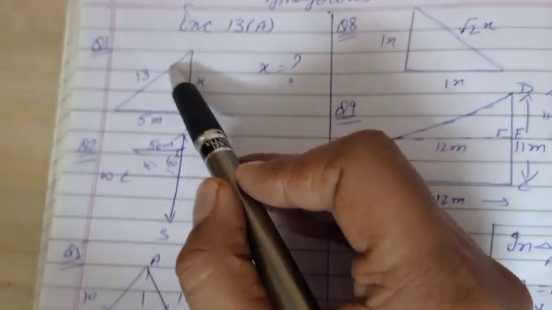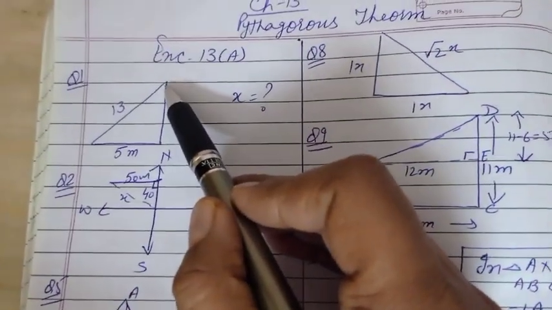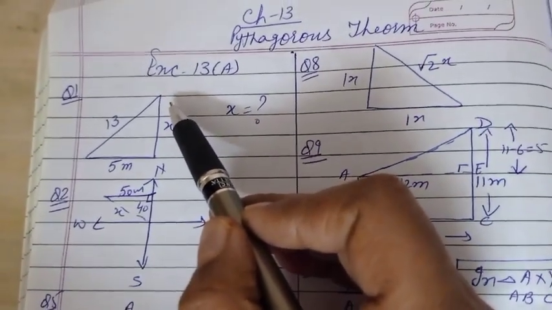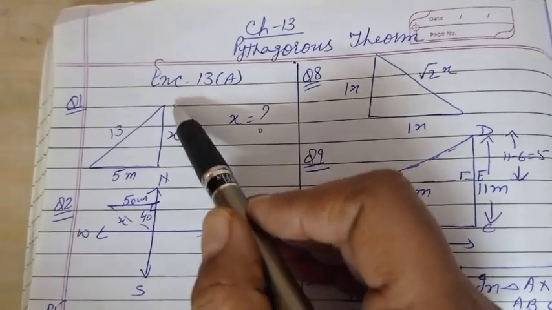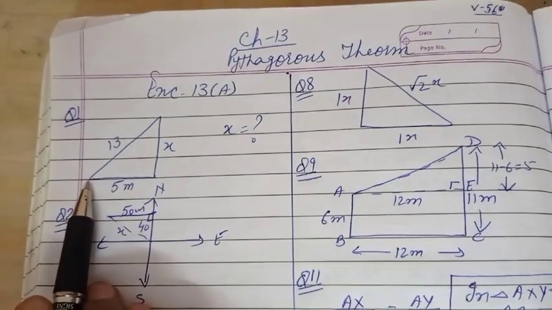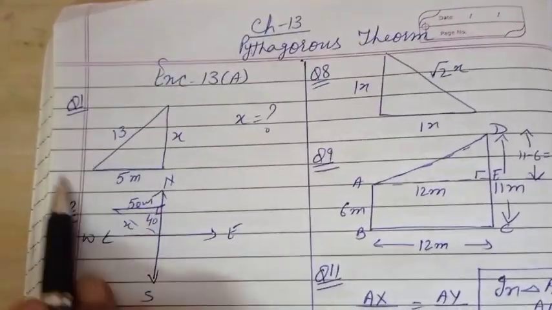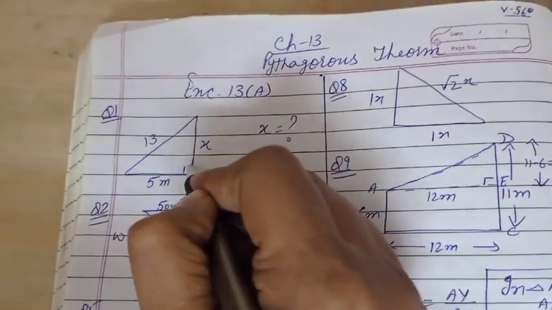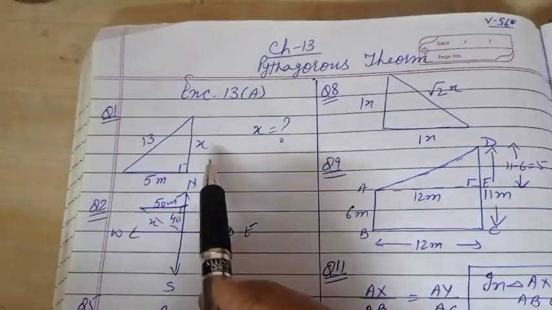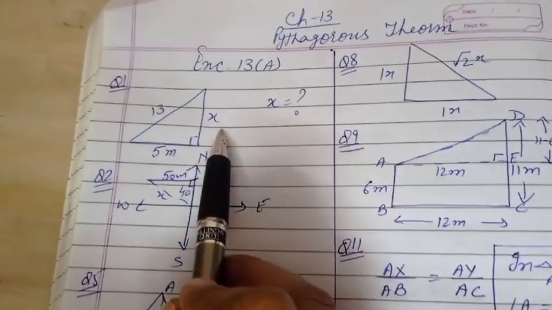A ladder 13 meter long. This is the ladder. It rests against a vertical wall whose length we don't know, and the foot of the ladder is at a distance of 5 meter from the foot of the wall. So this is the required right triangle. You have to find the height of the wall. That you can easily find out using Pythagoras theorem.